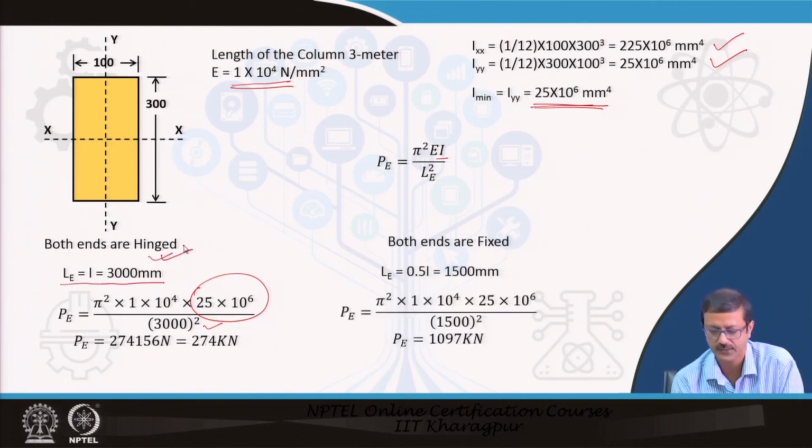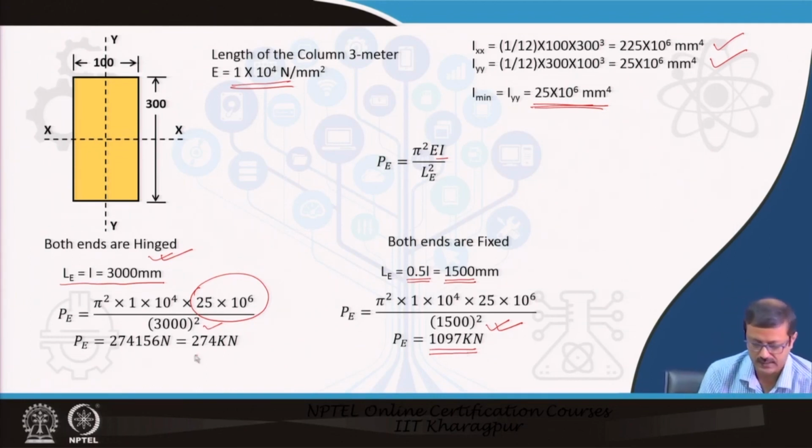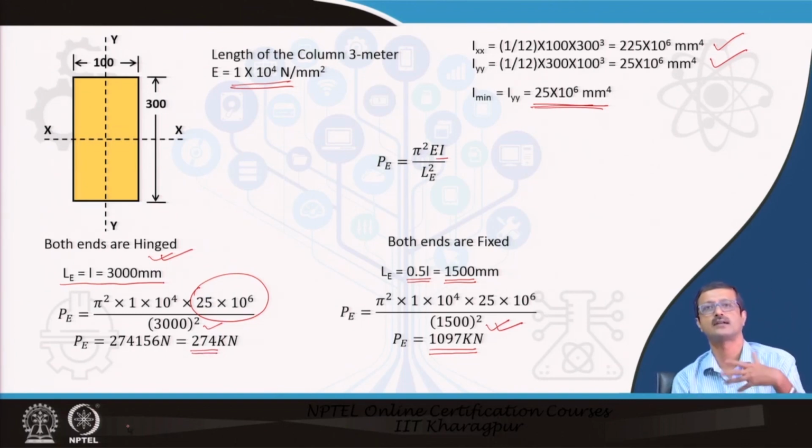Now, in case of a fixed end, LE is 0.5 times L. My original length was 3 meters, so my L equivalent is 1500. That is why it is 1500 square. In case both ends are fixed, it can have more capacity for taking load, because the equivalent length is decreasing. If both ends are hinged, 274 kilonewton is the critical load. After that it becomes unstable. In case both ends are fixed, 1097 kilonewton is the critical load. After that it may be unstable.